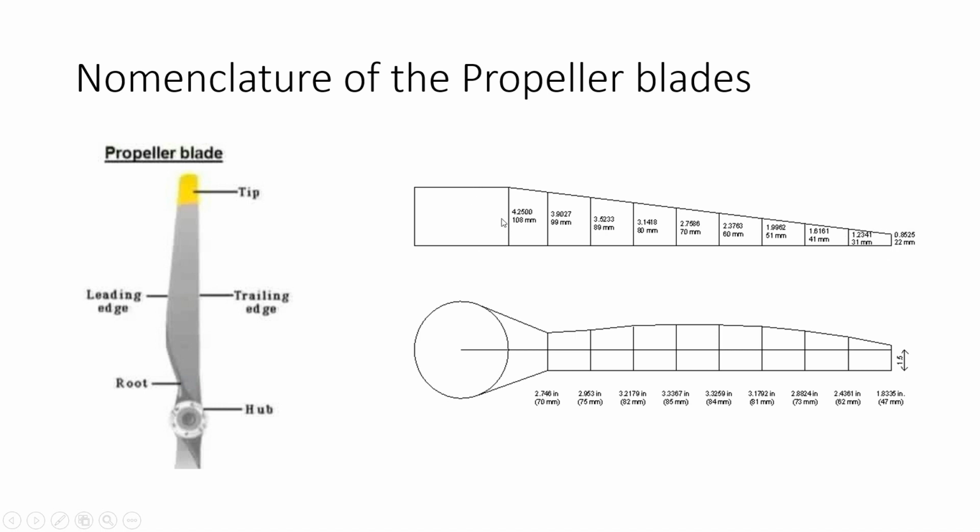Even at the root, because of a structural constraint, or to hold the propeller, it loses the airfoil shape and almost becomes like a cylinder. The only lift producing place would be the leading edge and the trailing edge, and the hub is nothing but your shaft, whichever is driving. Again this shaft is powered by an engine. It can be an IC engine or a jet engine, some sort of engine.